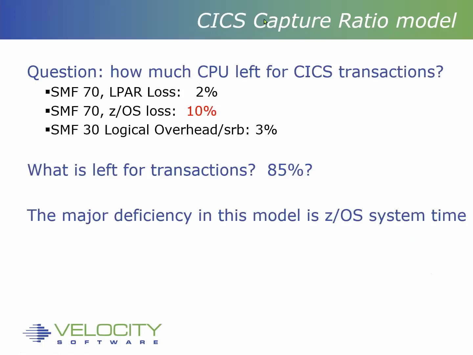Just coming up with the numbers for the model, I know from an LPAR level we lost 2, maybe 3%. From zOS, we lost another 10%. From just the logical overhead, there's probably another 3%. So that gives us, looking at just Kix, what is available for real work? What should we charge for?